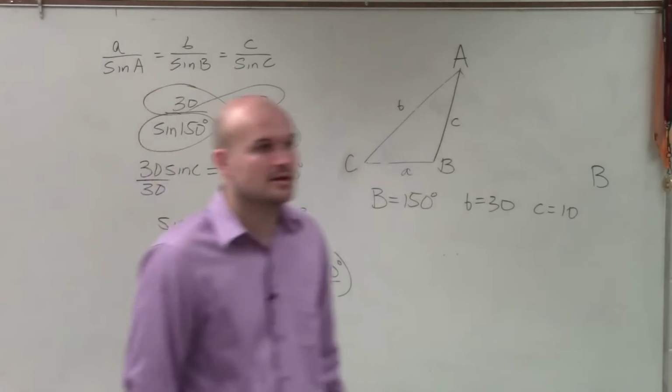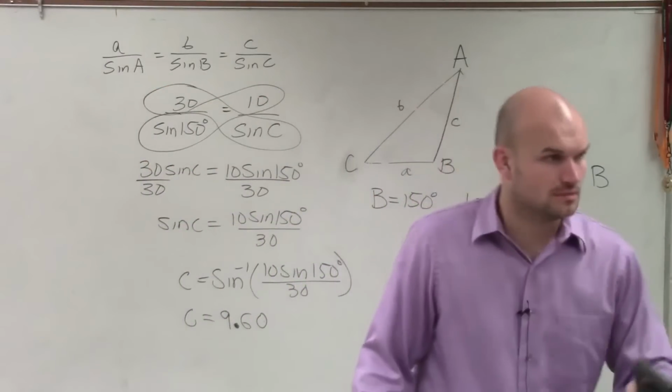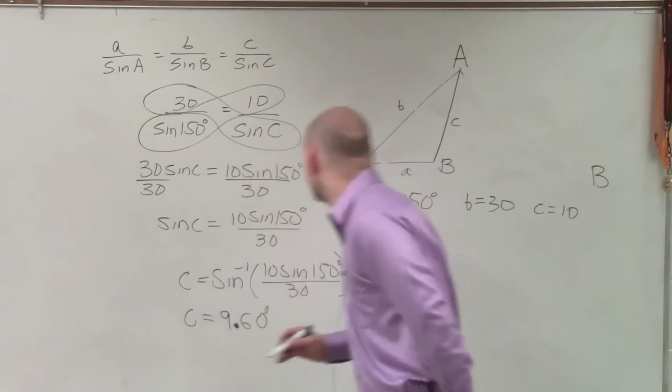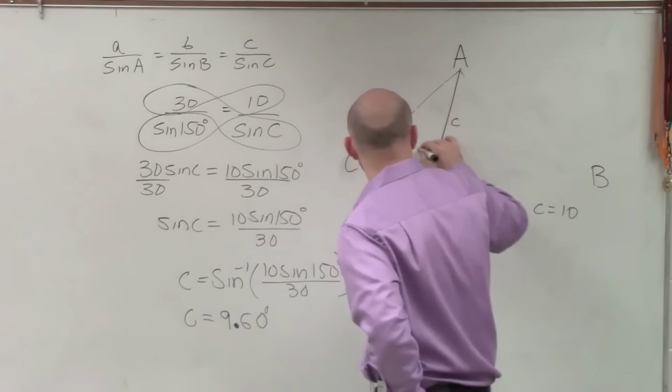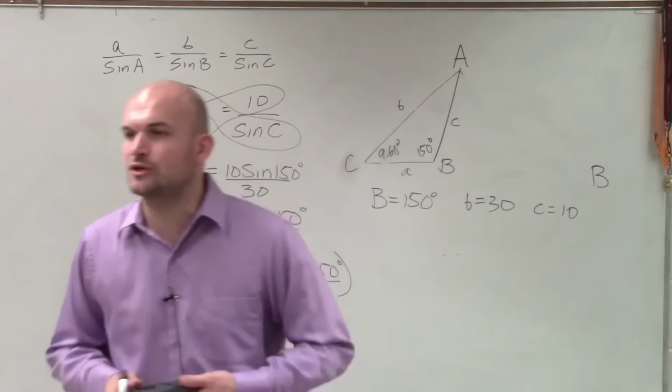Any questions from here? Because we're not done. Mikhail, we're not done. Oh, OK. So now I know what C is, and that's a degree. So now I can say C is 9.60 degrees. That's 150 degrees. Now I'm going to ask you guys a question. This is going to be my precluding question.